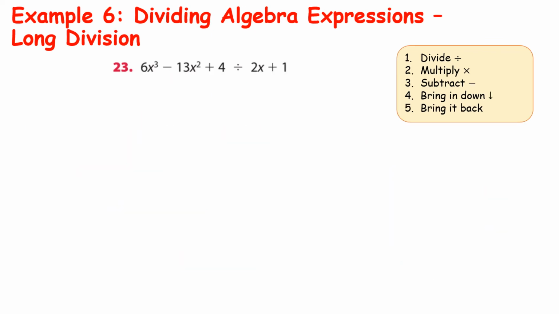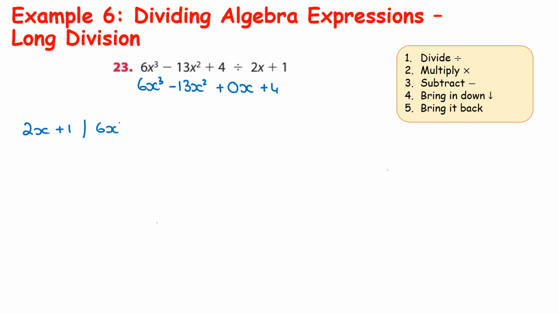This is our last example. And again, it is a cubic, but like the last example, it's missing a term. Can you spot what's missing? So hopefully you said the x term. So we have 6x cubed minus 13x squared, and I'm going to put in a plus 0x and a plus 4. And I'm going to divide that by 2x plus 1.